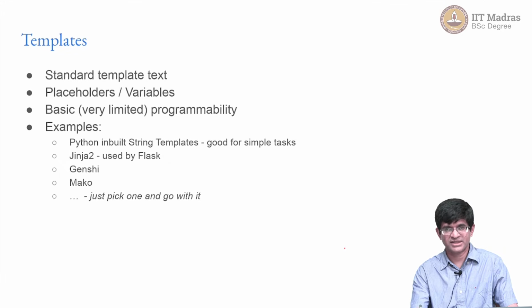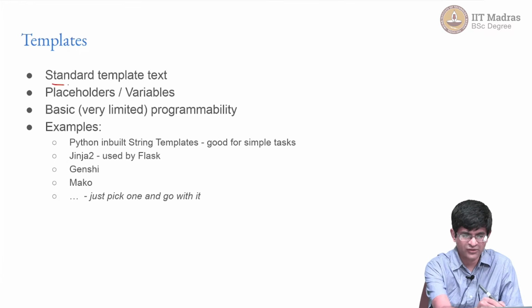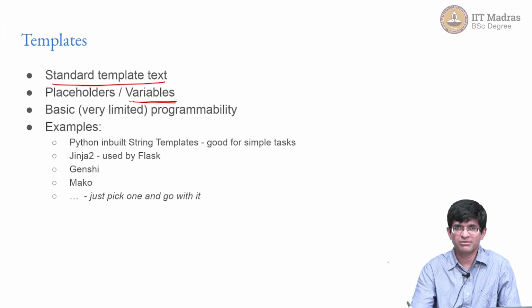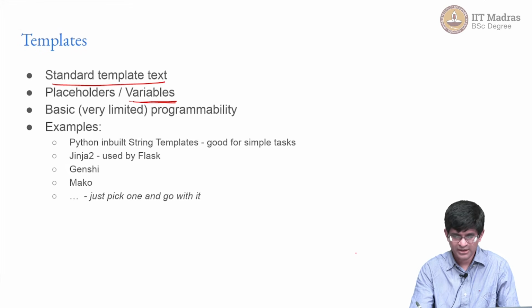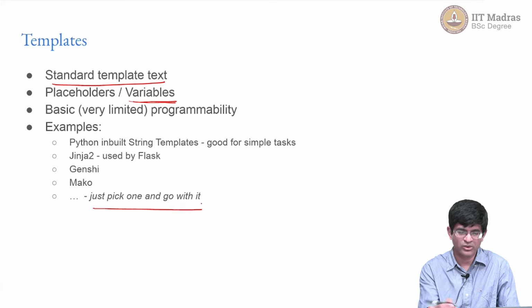An alternative, which is preferable in general, is something called templates. Templates essentially consist of some kind of a standard template text and some way by which variable information can be brought into that text. It can be interpolated into the text. They also have some very limited means of programmability, usually to iterate over loops, and there are many different examples of how you can implement templates. That's one of the drawbacks, which is that there are so many different ways of doing it that you don't know which one to choose. So ultimately you probably just need to pick one and go with it.